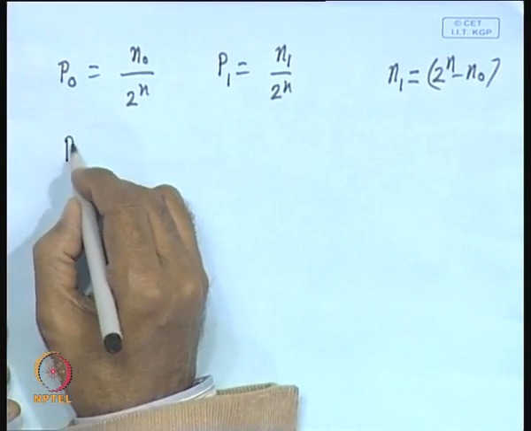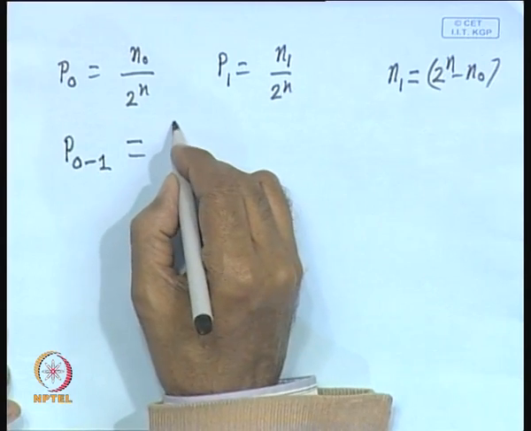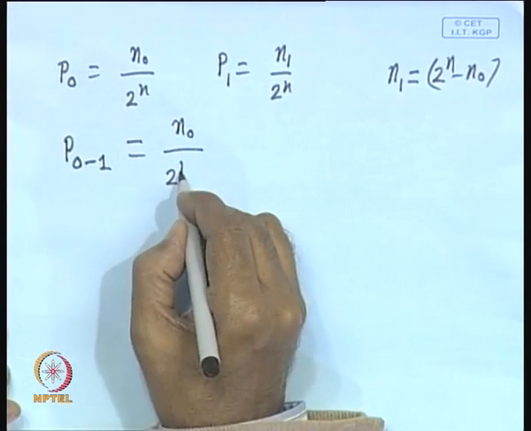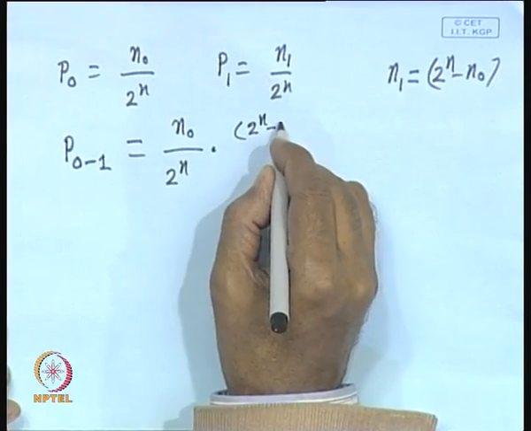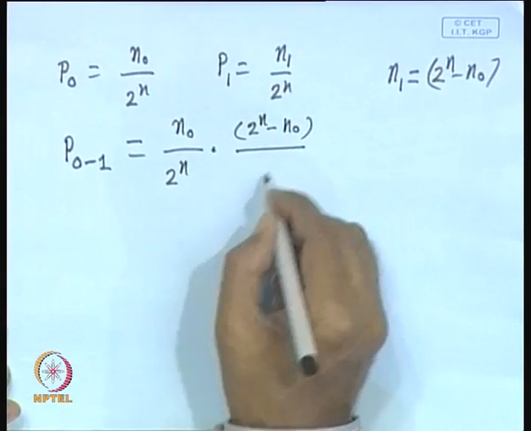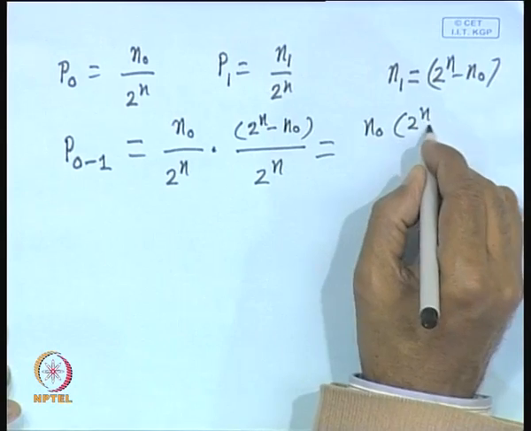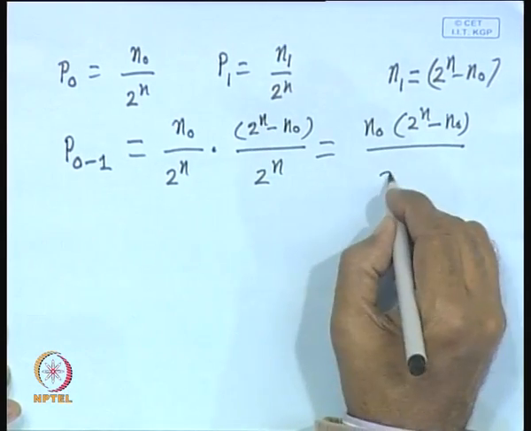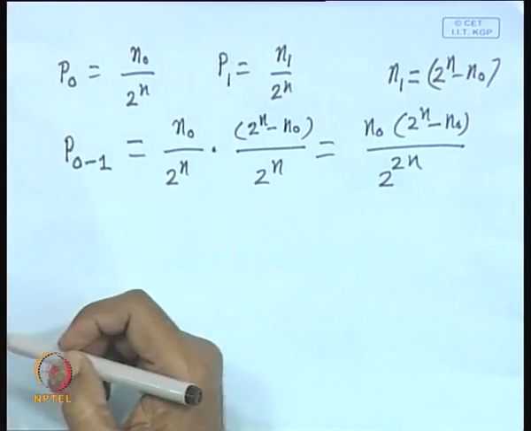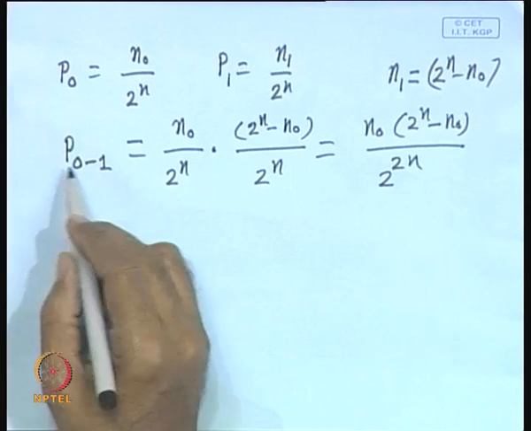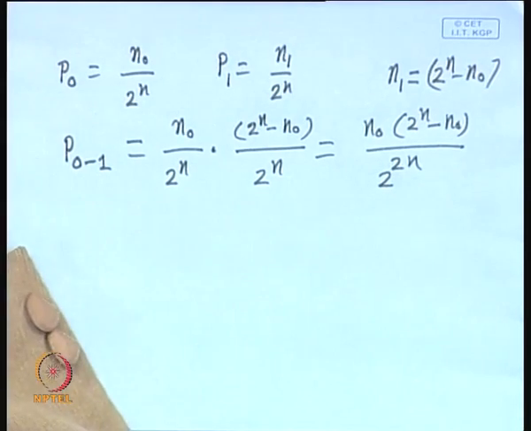Therefore, P 0 to 1 for a general Boolean function can be written as n0 by 2 to the power n into (2 to the power n minus n0) by 2 to the power n. So, that is equal to n0 into (2 to the power n minus n0) by 2 to the power 2n. We find this is the probability of transition from 0 to 1, and we can say this is the switching activity.